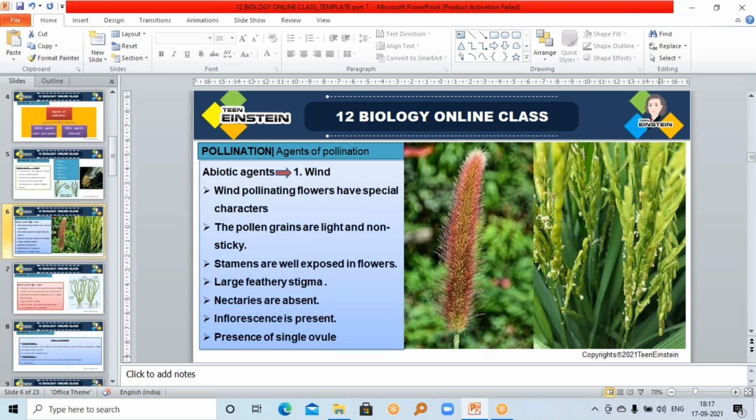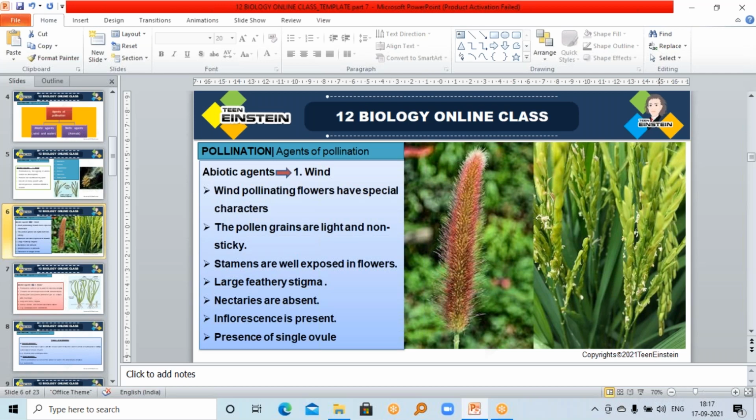And these flowers don't have nectaries. Why? Nectaries are mainly to attract insects. If the flower is getting pollinated by wind, it's not necessary. The flowers are very small, and in the inflorescence, the pollination takes place by wind. There is no need of nectaries because it's not necessary to attract the insects. So no need of nectaries.